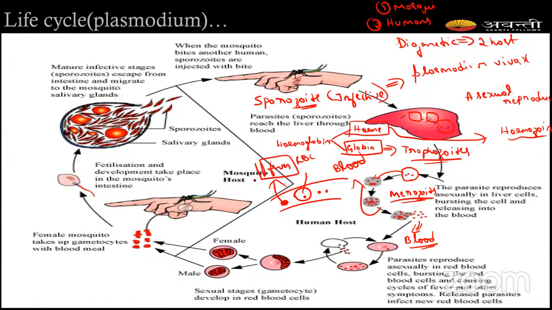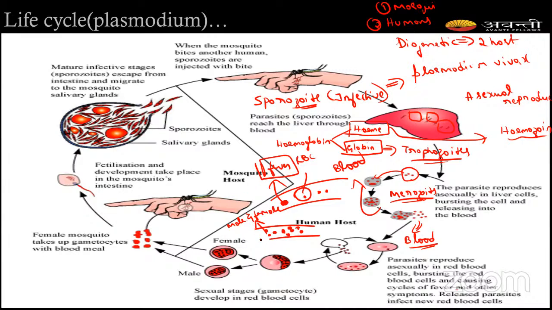Okay, so then what will happen? So now see here, in the RBC, there are merozoites, right? Some of them are feeding on the red blood cell. Don't confuse here, okay? Whenever it is in the blood, we will call it the merozoites. Whenever it is feeding on the hemoglobin, we will call it the trophozoites. So see here, now in the blood, merozoites are there, right? Some of the merozoites are converted into the male and female gametes, okay?